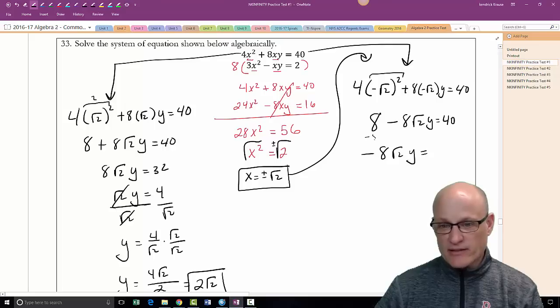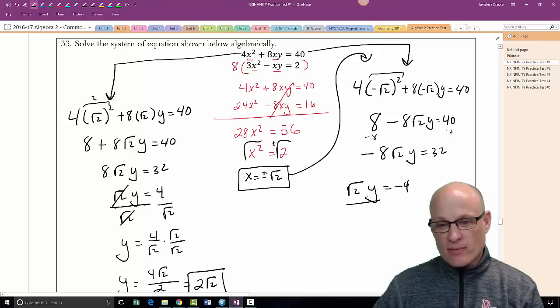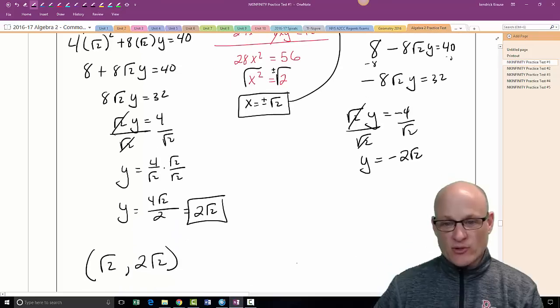Now I'm going to subtract the 8. And I get 32. Divide by, excuse me, divide by -8, and I get the square root of 2y equals -4. Divide by the square root of 2, and you're going to end up with the same math you did before. So I end up with y equals, in this case, -2 square roots of 2. So my second answer is going to be negative square root of 2, comma, -2 square roots of 2.